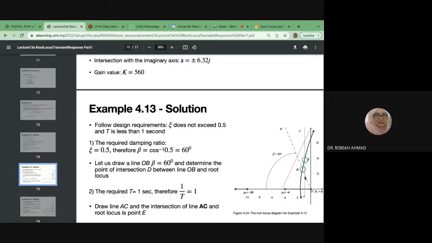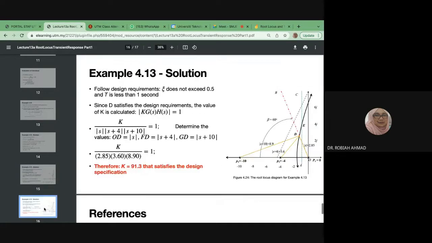Okay. So kita akan ada sinilah point here and point here. So the zeta is red. The time constant tadi is green. Okay. So next. So from graph, you will determine this point of intersections. Follow design requirement. Zeta does not exceed 0.5 and T is less than 1 second. Point D satisfied. So kita ada D dengan E tadi. So the point D satisfied the design requirements.